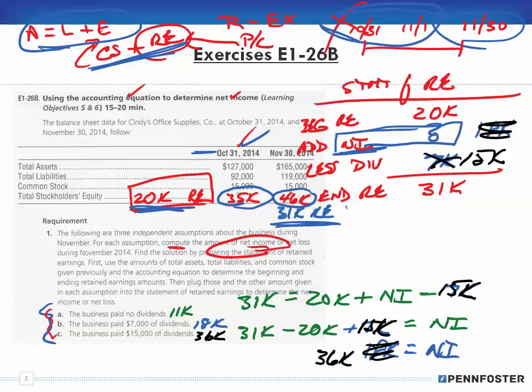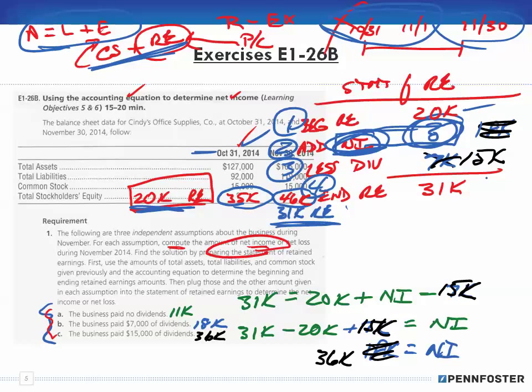So when I create my statement of retained earnings, I always start out with 1, my beginning retained earnings, 2, I add my net income, 3, I subtract dividends, and 4, the total of those 3 gives me my ending retained earnings, right? Well, we don't know what our net income is here. But we do know the other figures. Remember, simple math. If you know 2 out of 3 things, you can always figure out the third. In this case, I have 4 variables. If I know 3 of them, I can figure out the fourth.